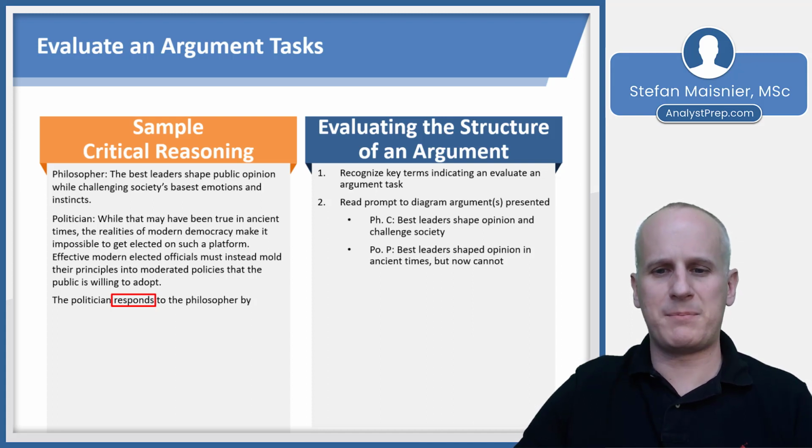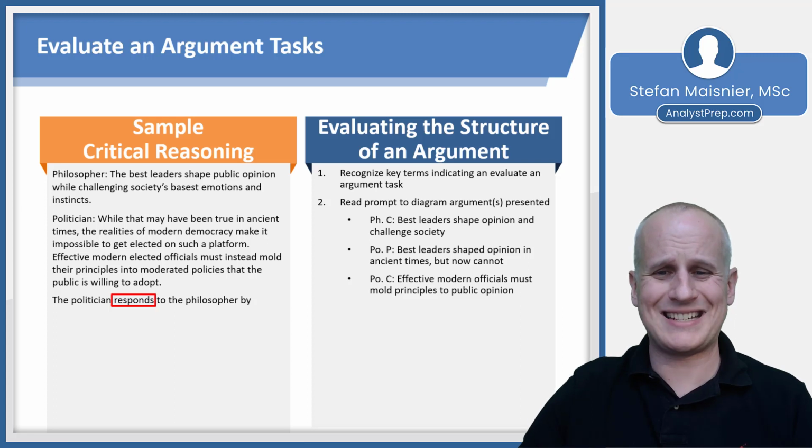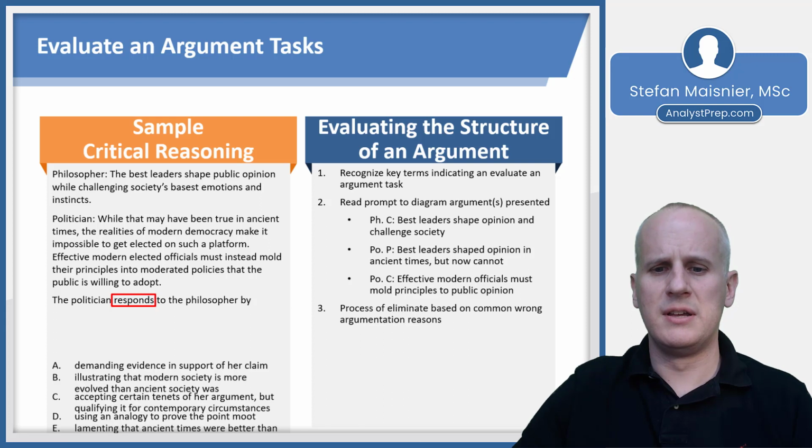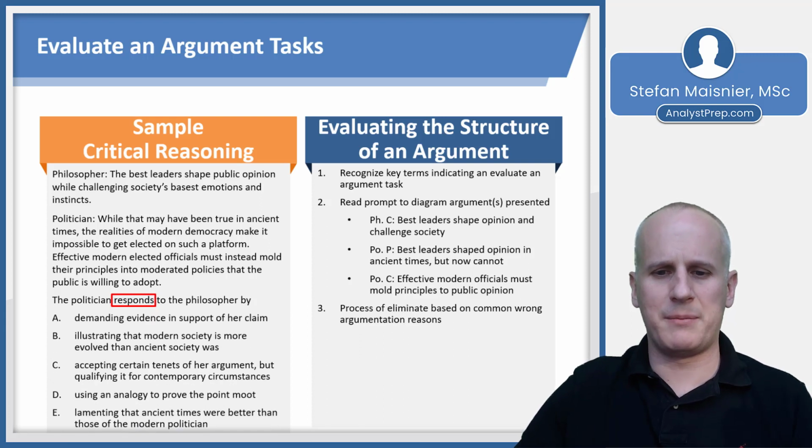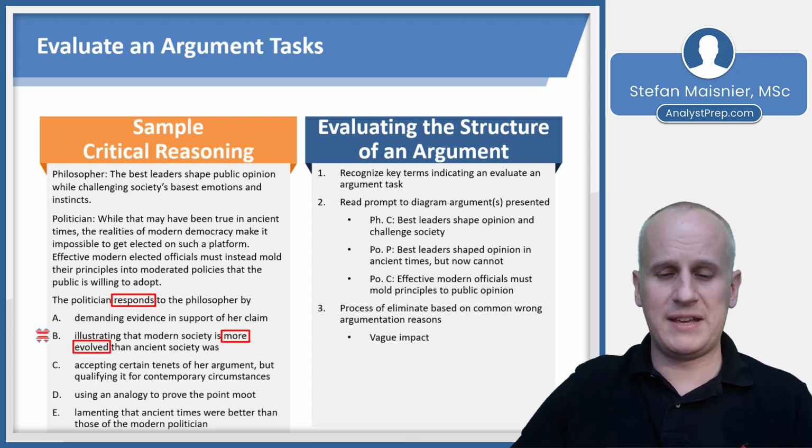So, best leaders shaped opinion in ancient times, but now cannot, is the premise of the politician, which leads then to the politician's conclusion, illustrated by the P.O.C., which is that effective modern officials must mold principles to public opinion. So, again, we've broken everything down and written it into our scratch pad as basically outlined through the argumentation equation. So then we'll process of elimination based on common wrong argumentation reasons, including vague impact based on B's use of the phrase "more evolved than ancient society was."